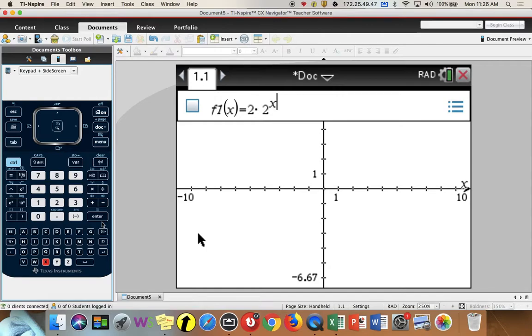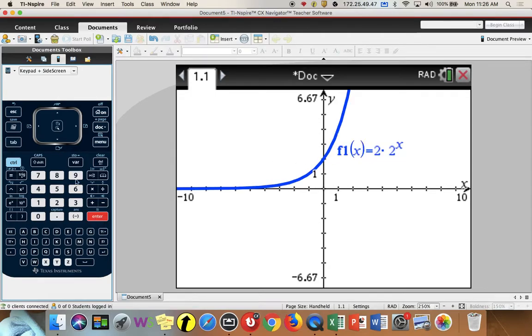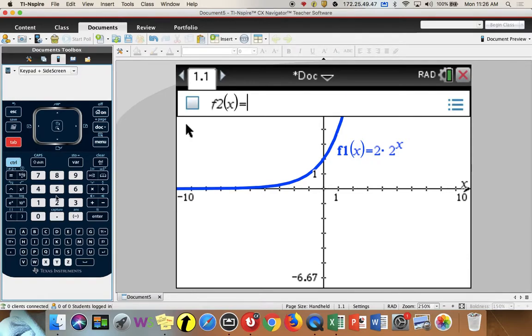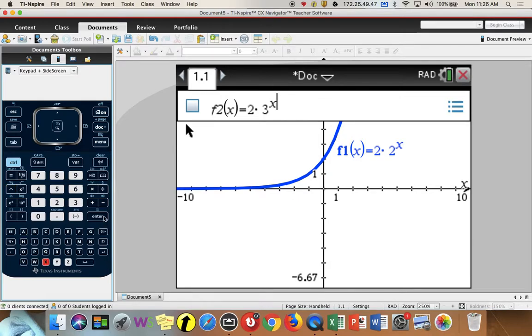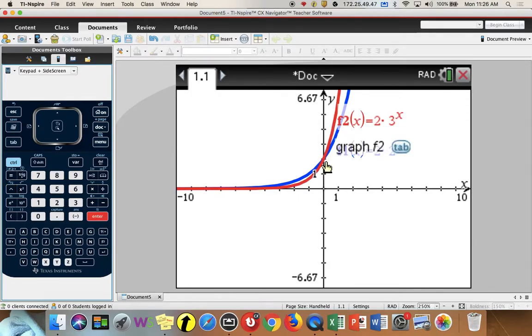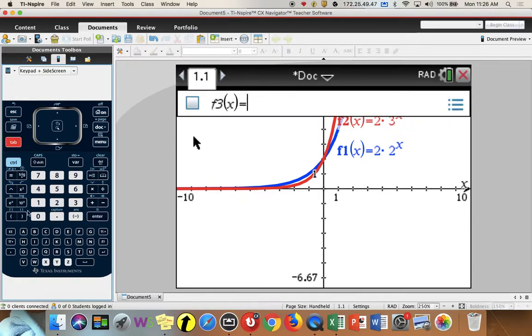Okay, so we know that that starts at 2 and it doubles every x. All right, let's do tab and let's do 2 times 3 to the x. You can see it still starts at the same value 2, but now it's steeper. And if you think about what that means, it's like starting with 2 cells and tripling them every day or every hour.